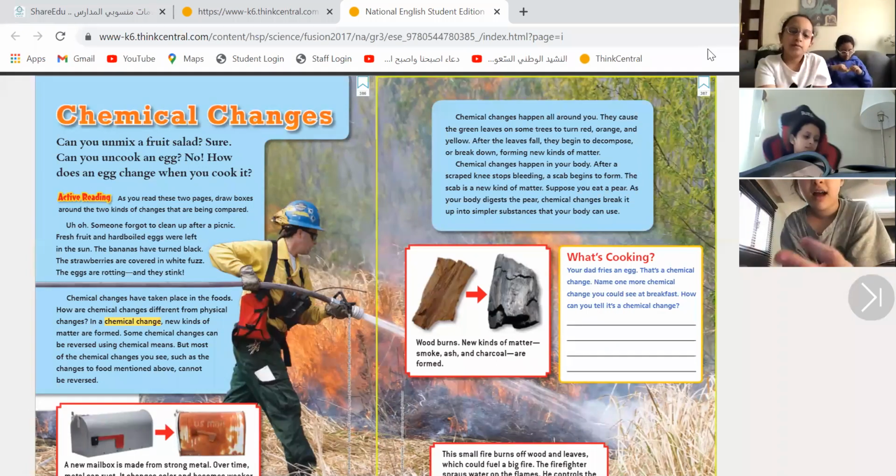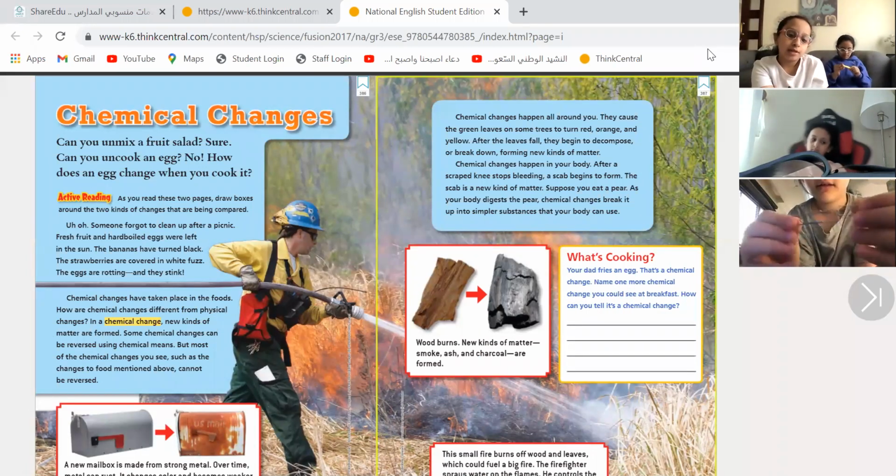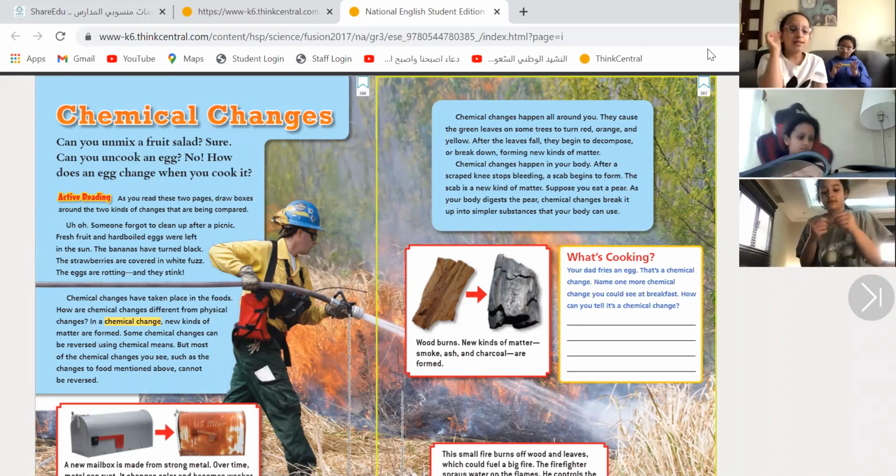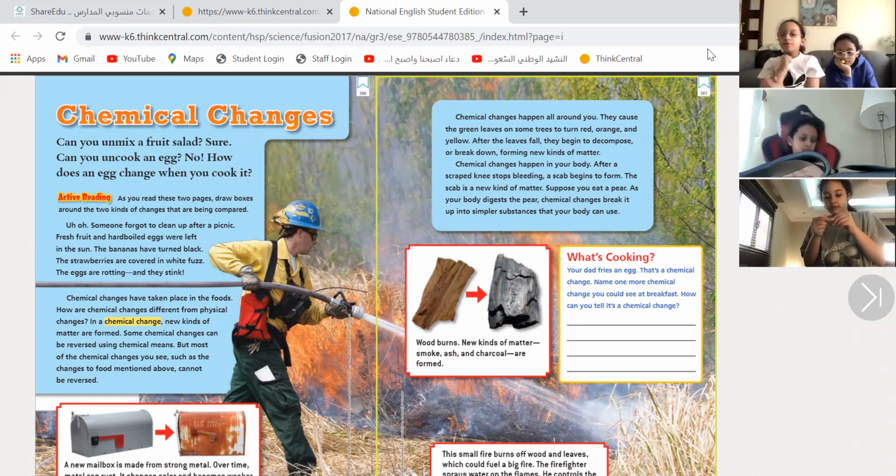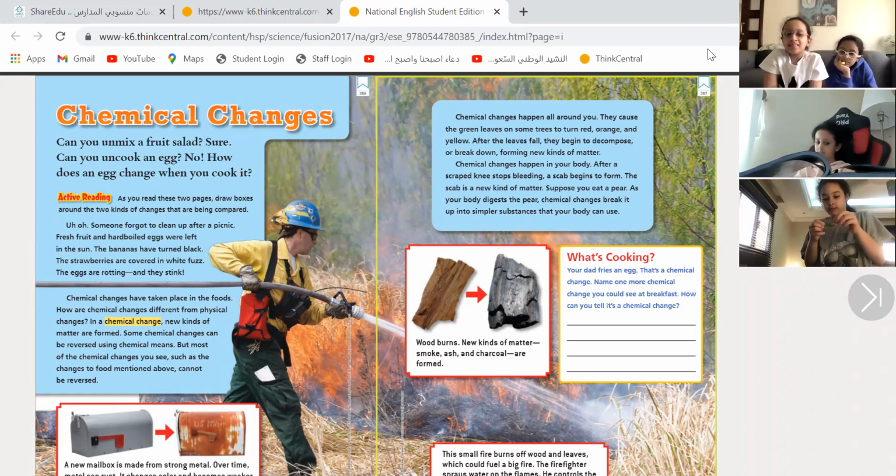Yes, you can take only one piece of a paper clip. Miss, only one piece. Miss, in Riyadh I go to the mountains and I see a delta. Nice, you saw a delta.